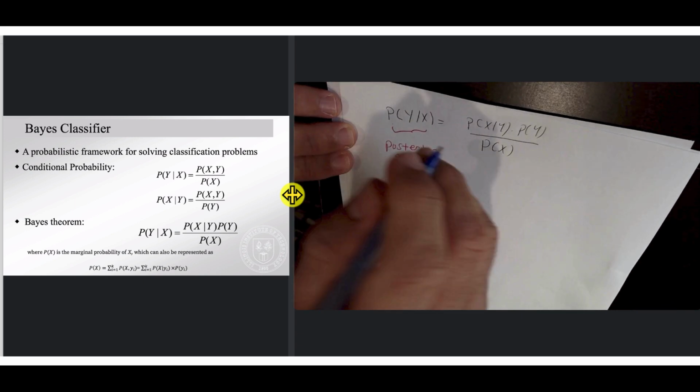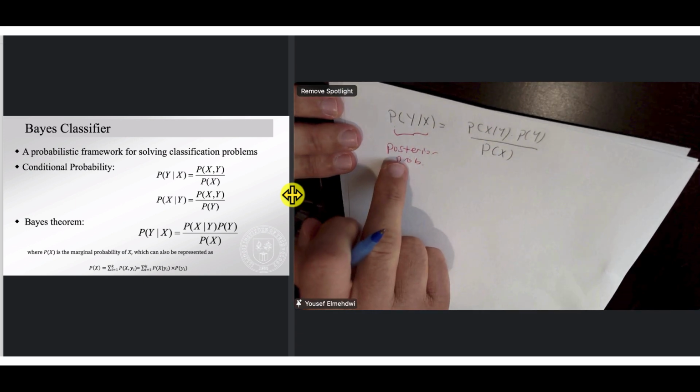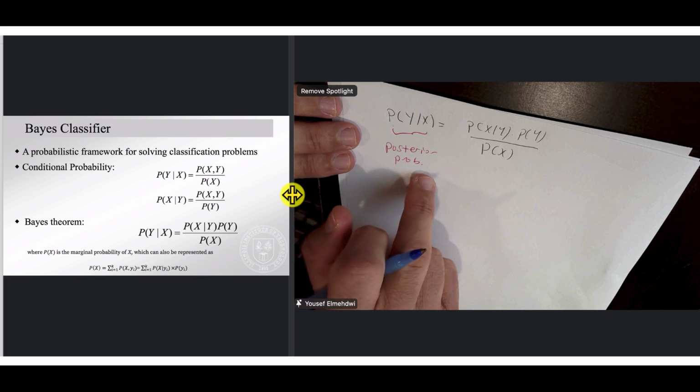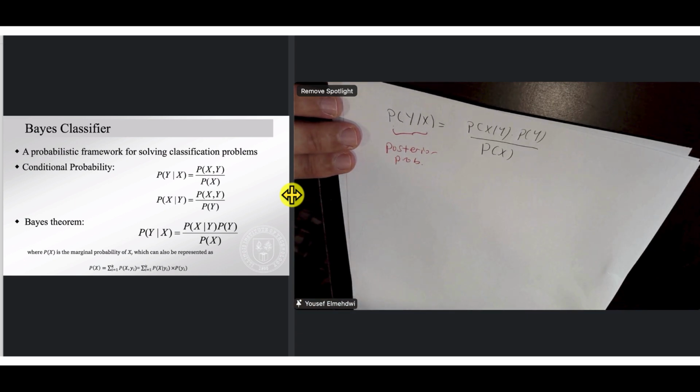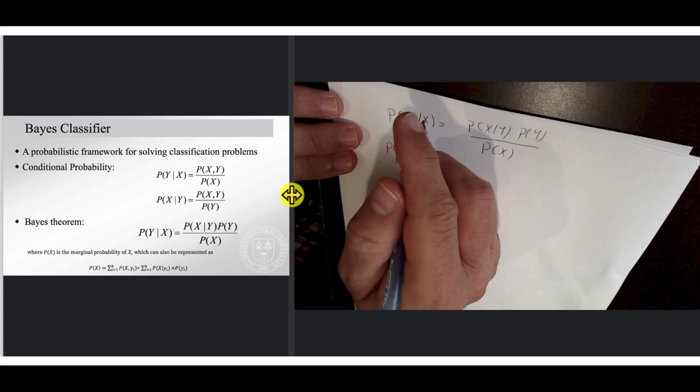And here the probability, in this case the posterior probability of y given x, in other words you can think about it as the updated probability of y after I observe the variable x.